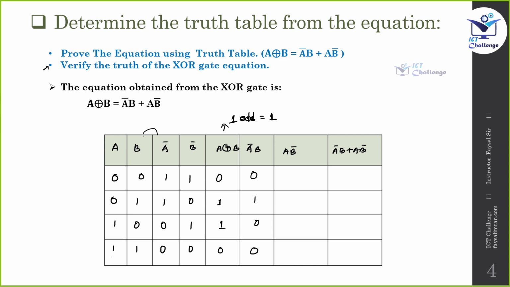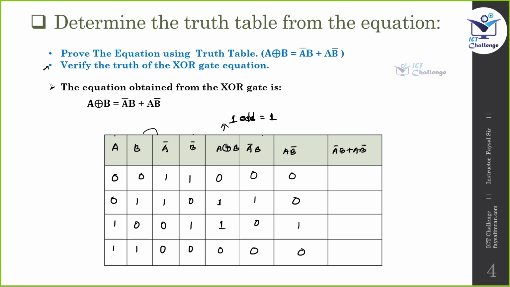Also for a b bar, that means you have to multiply a with this b bar. So 0 into 1, the result is 0. 0 into 0, the result is 0. 1 into 1, the result is 1. Also 1 into 0, the result is 0.